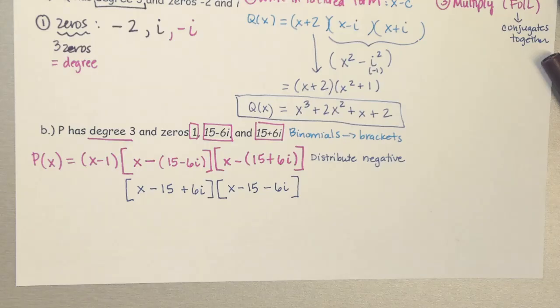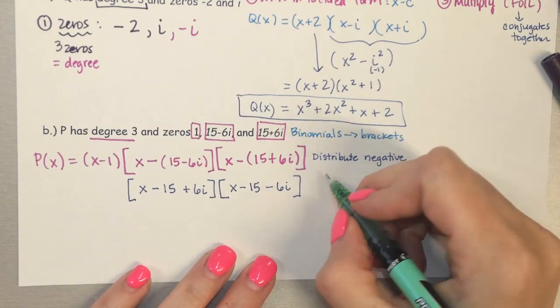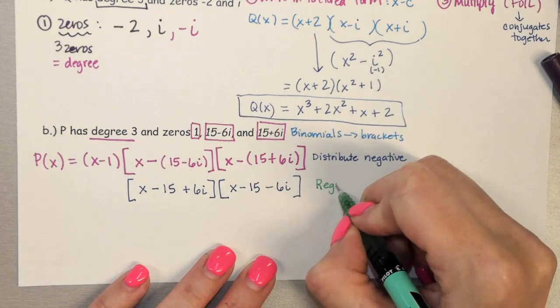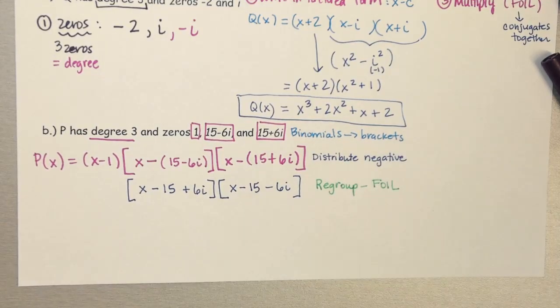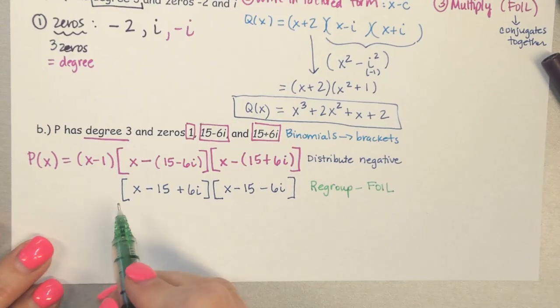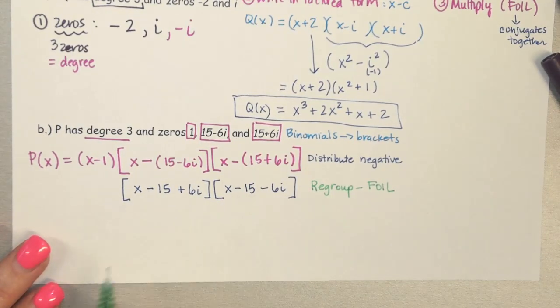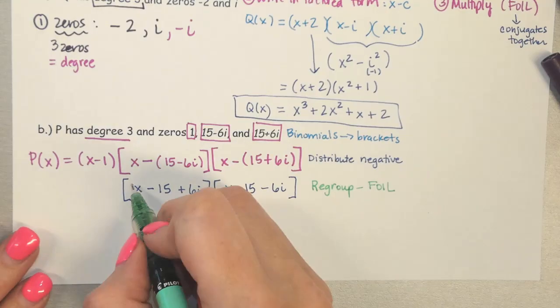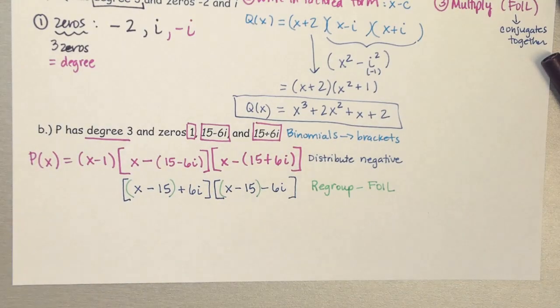Do we have the same values in part of them? You have x minus 15 and x minus 15 in both of them. What we're going to do is we're going to regroup this so that we can FOIL. Okay, do you have to do that? No, you could distribute everything here. You could distribute x to everything and then negative 15 and negative 6i. Okay, it would take longer, but you could do it. Okay, but I do recommend that you do the regroup and FOIL.